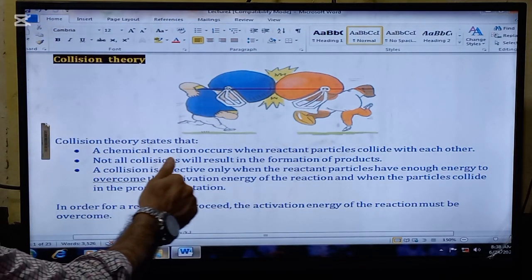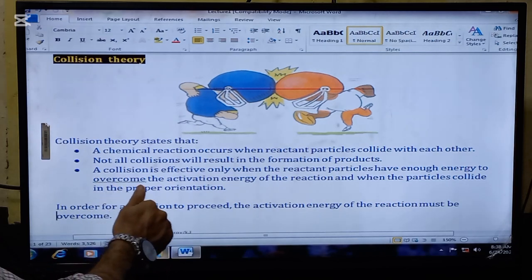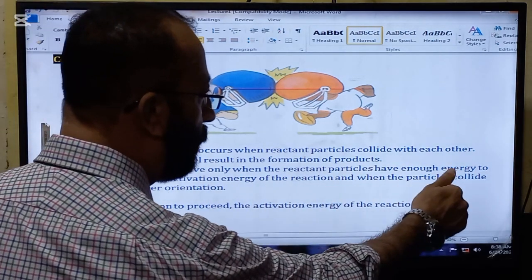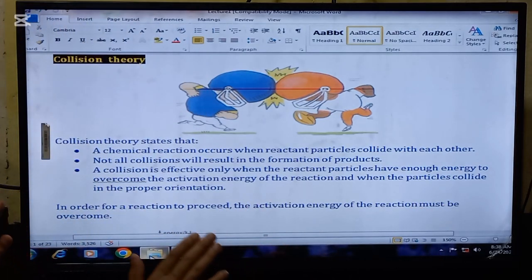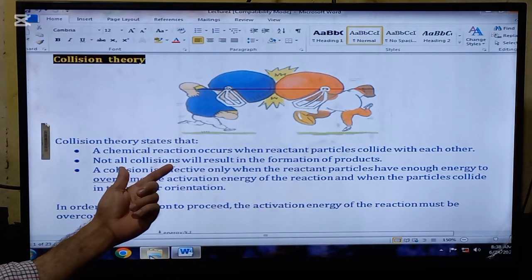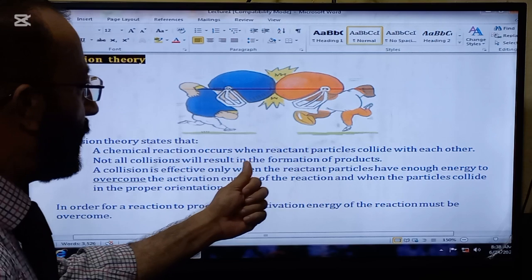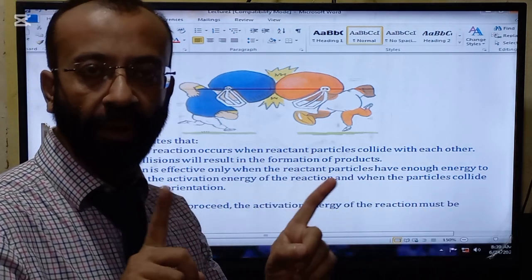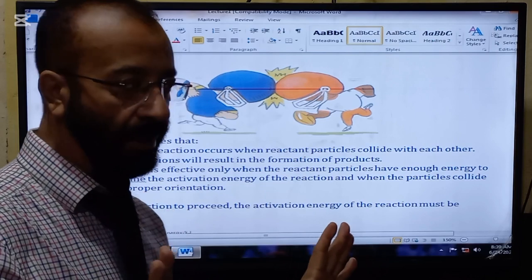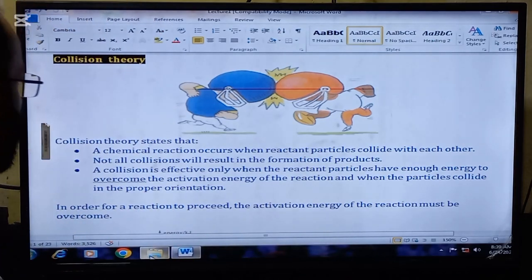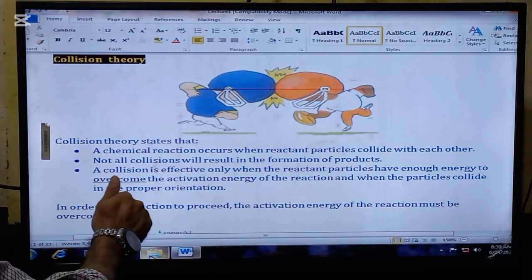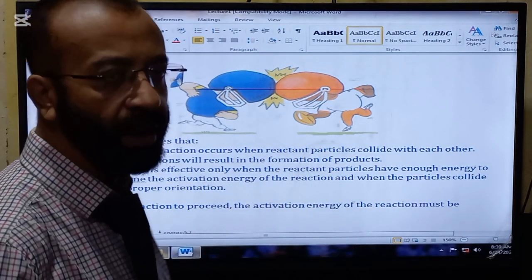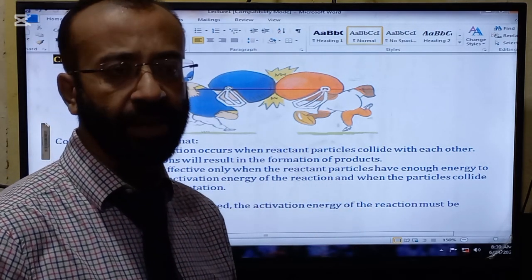Collision theory states that a chemical reaction occurs when reactant particles collide with one another. This is the first condition for any chemical reaction to occur: reactant particles must collide with each other. Without collision, there will be no chemical reaction. Second, not all collisions will result in the formation of the product. This is the second condition.